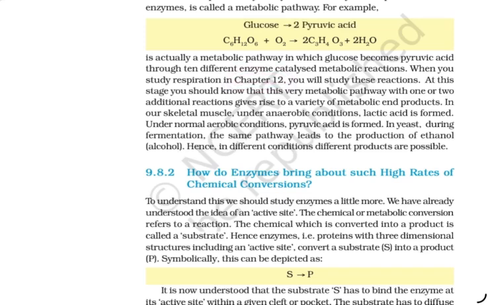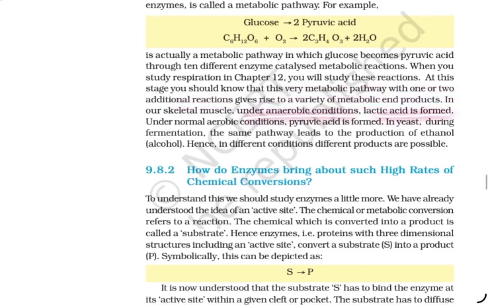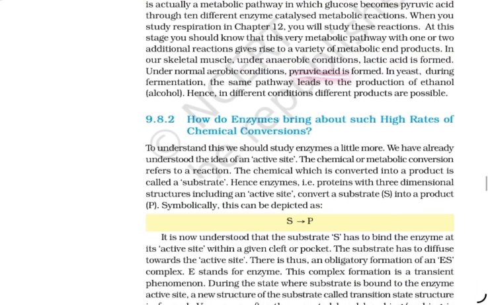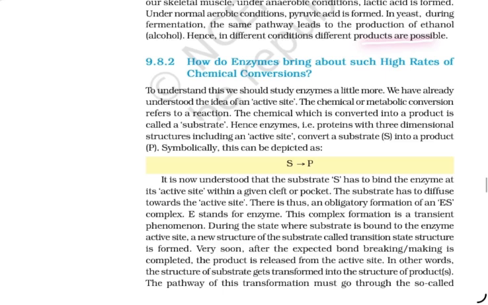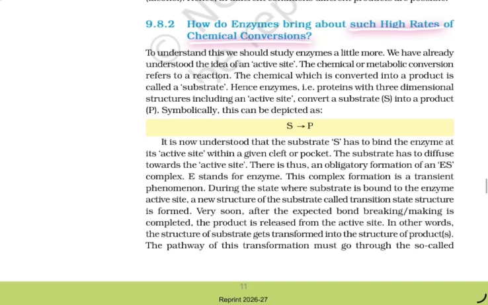At this stage, you will just know that this is a metabolic pathway where one or two additional reactions give rise to a variety of metabolic end products. In our skeletal muscles, under anaerobic conditions, lactic acid is formed. Under normal aerobic conditions, pyruvic acid is formed. In yeast during fermentation, the same pathway leads to the production of ethanol. Hence, in different conditions, different products are possible. How do enzymes bring about such high rates of chemical conversions?